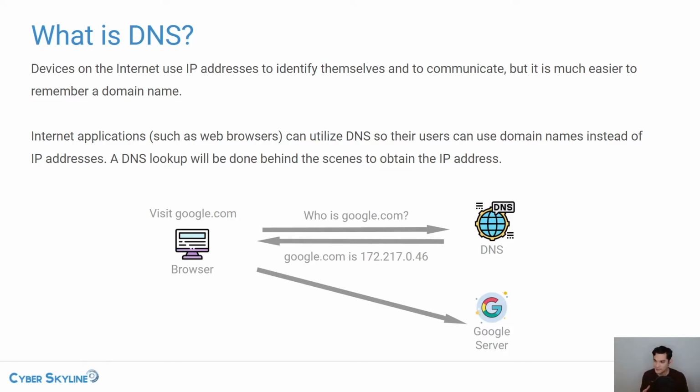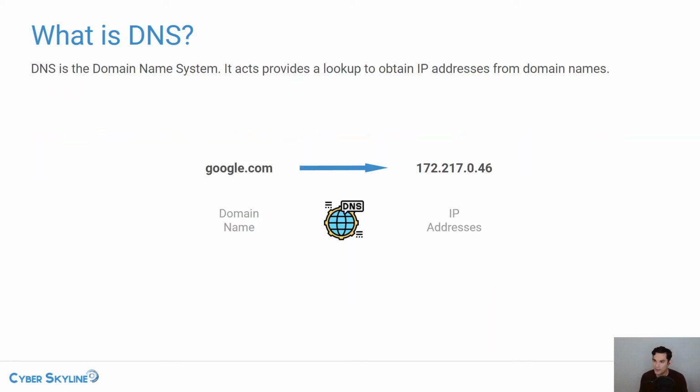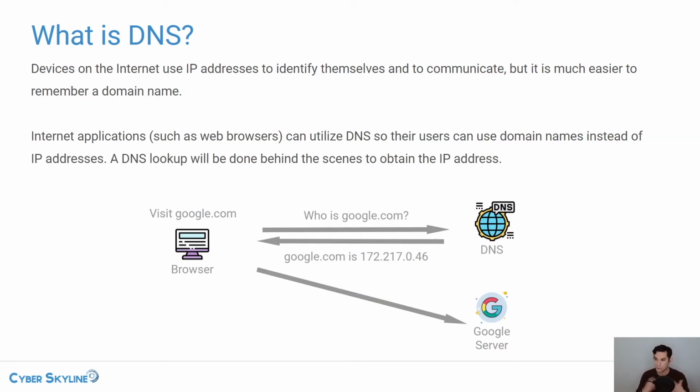And so for convenience, we've developed DNS to basically provide this lookup behind the scenes so that you as the human, you don't have to remember that Google's IP address is 172.217.0.46. Like that is really annoying to remember. And there's a good chance that it might change in the future. And so the domain name system allows us to just remember google.com or cyberskyline.com or nationalcyberleague.org. Like it doesn't matter what it is, you just remember that name, and it's much easier than remembering that series of numbers. And that's why it exists.